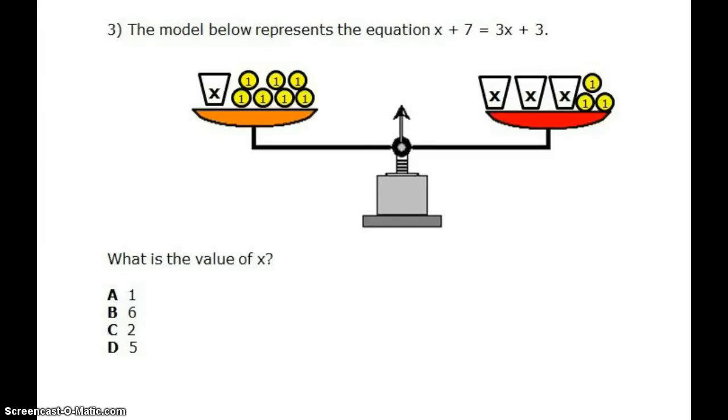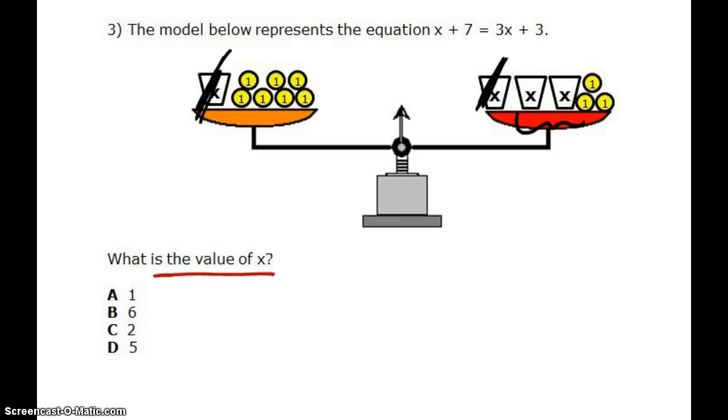So number 3, the model below represents the equation x plus 7 equals 3x plus 3. Solve the problem first and then we'll go over it. So the first thing that we need to do, we have a balanced scale. We need to find out the weight of one of the x because we are looking for the value of x. So we need the weight of one of those x's. Well, the problem is that we have x's on both sides. So let's remove an x from here and an x from here.